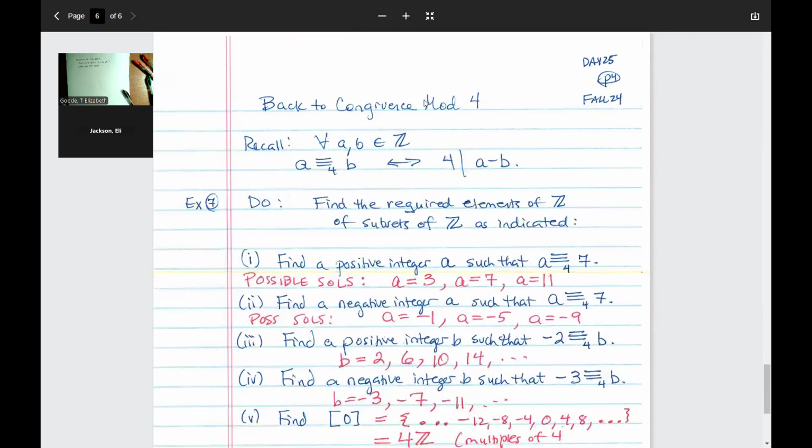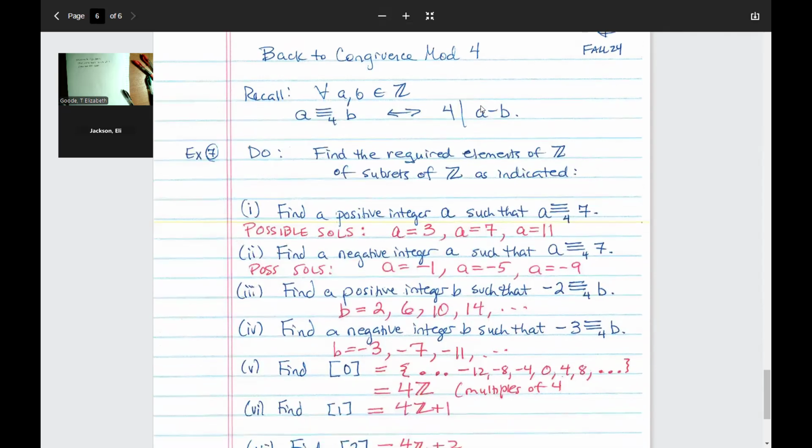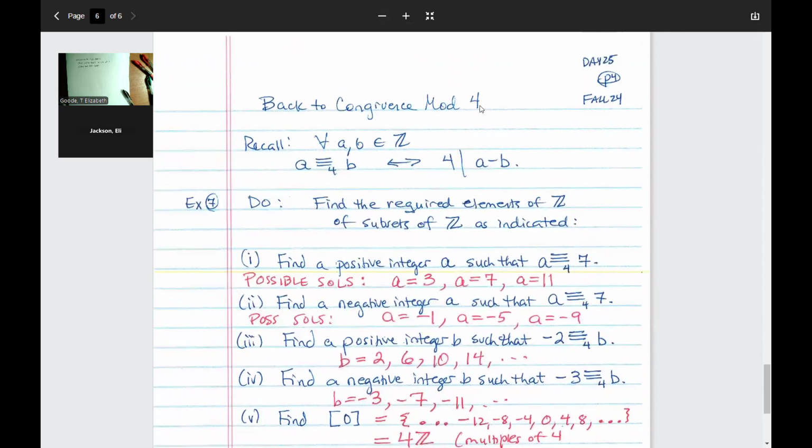And now we go back to congruence mod 4. You see the definition that A mod 4 equals B mod 4 is equivalent to saying that you can get between A and B using jumps of size 4. See, that's what it means to say 4 divides A minus B. A minus B is the distance between A and B. That distance is a multiple of 4. So you can get from A to B by jumps of size 4. That's what this means.